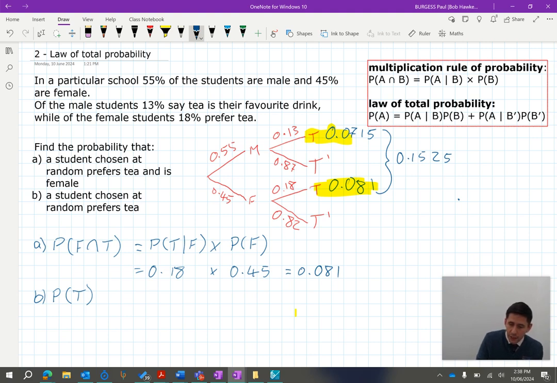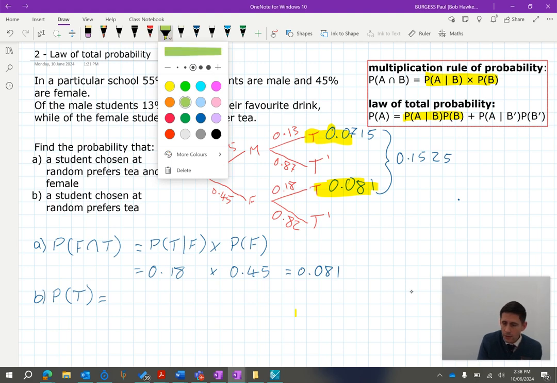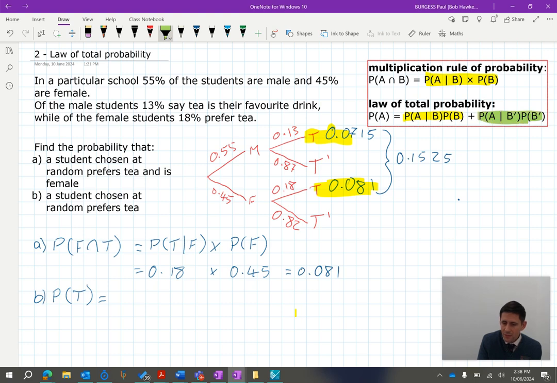Easy enough on a tree diagram, but if we wanted to use that formula, let's just look at what that formula is saying. It's saying the probability of A given B times the probability of B. Well, that first part of the formula is just the intersection of A and B, and then you add to it the intersection of A and not B. Which is kind of what we're doing here. We get the people that like T and are male, and add to it the people that like T and are not male.